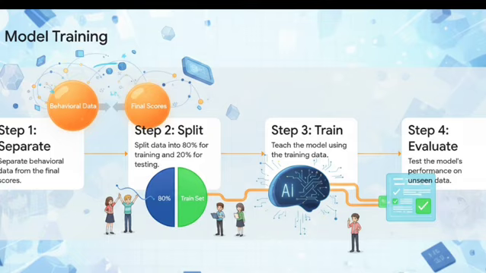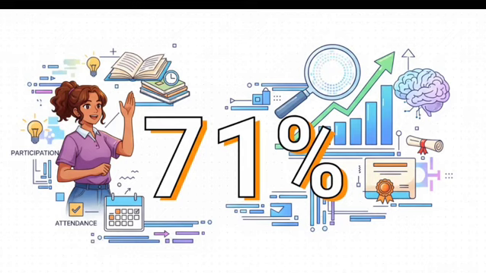So, how did it do in the final exam? Well, the model got what's called an R-squared score of about 71%. Now, what that means in simple terms is that those three simple factors, study hours, attendance, and participation, can explain a pretty incredible 71% of why a student's final score is what it is. That's really powerful.